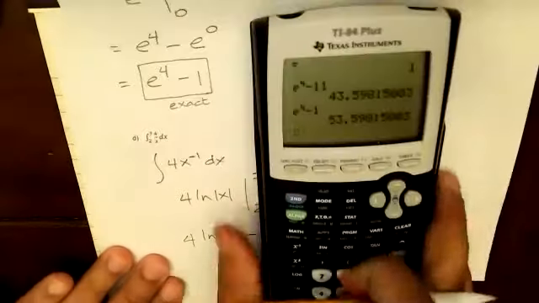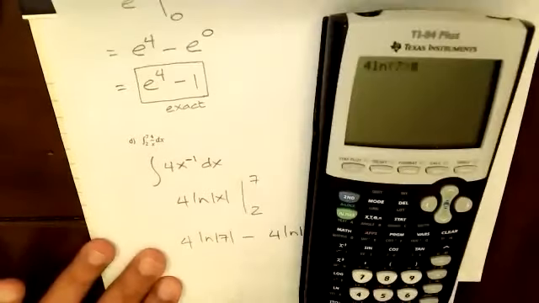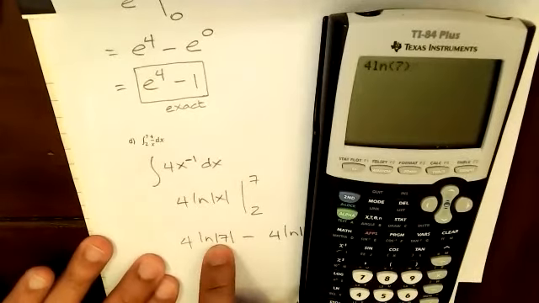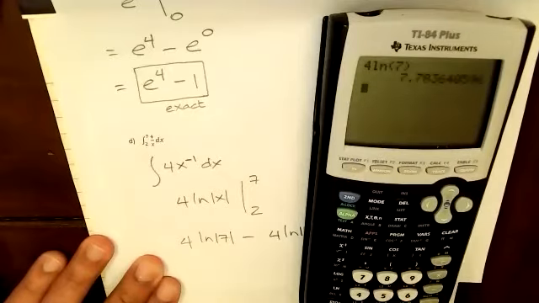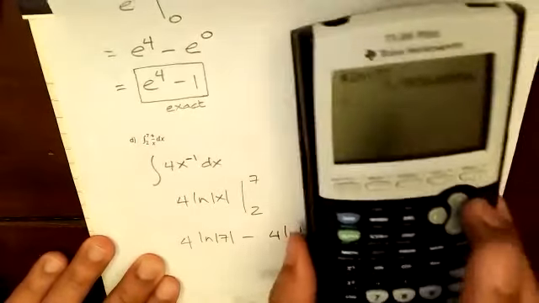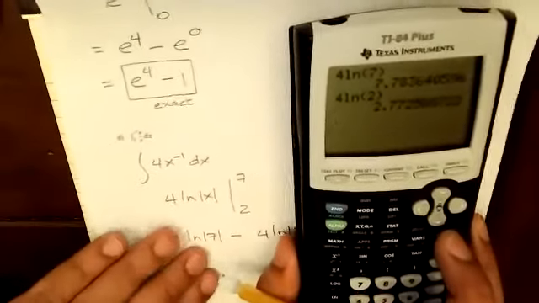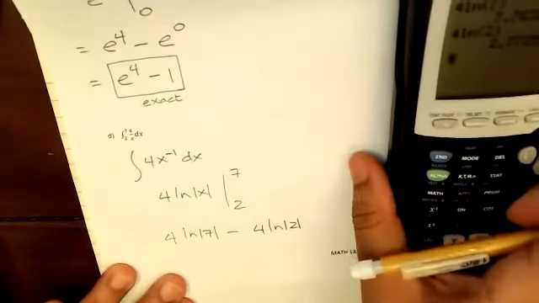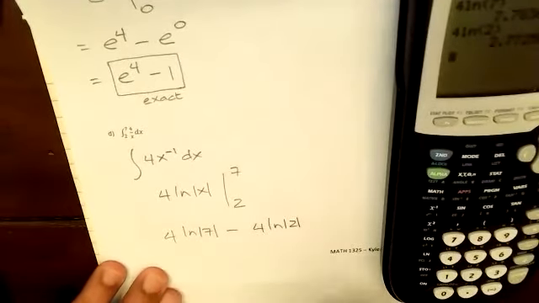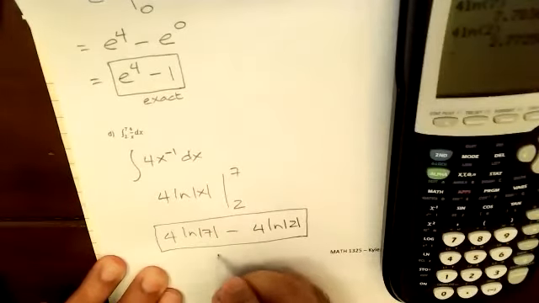Now, doing this on your calculator, 4 ln of 7. I know that when I wrote it down, I put absolute value, but the absolute value of 7 is just 7, so it doesn't matter if I just put 7. That's a decimal number. And then 4 ln of 2 is also just a decimal number. So my answer here is not going to be a nice number. If it's asking you for the exact value, the exact value would just be this. That would be the exact answer.